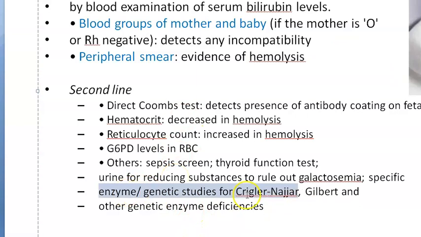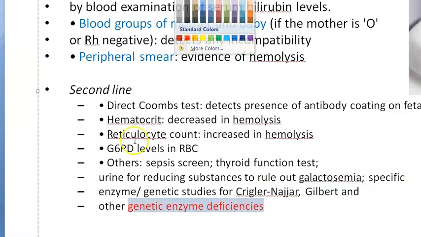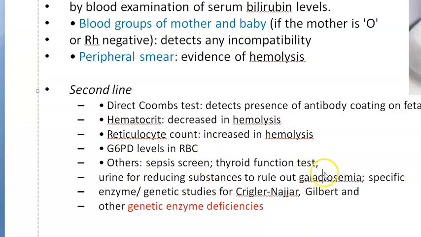Specific enzyme genetic studies for Crigler-Najjar, Gilbert and other genetic enzyme deficiencies. So you will have to check these children for all these conditions, guys. We will come to these. So you will rule out galactosemia, and check for specific enzyme diseases like Crigler-Najjar, Gilbert and other enzyme deficiencies.